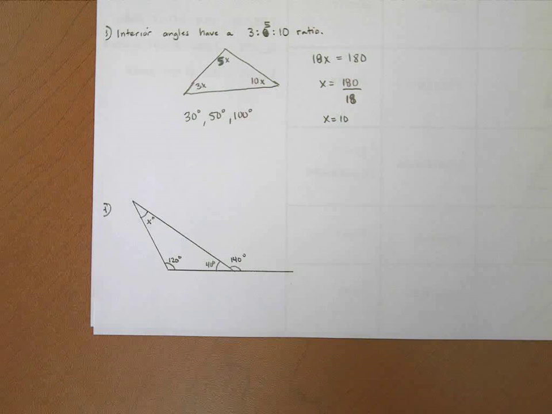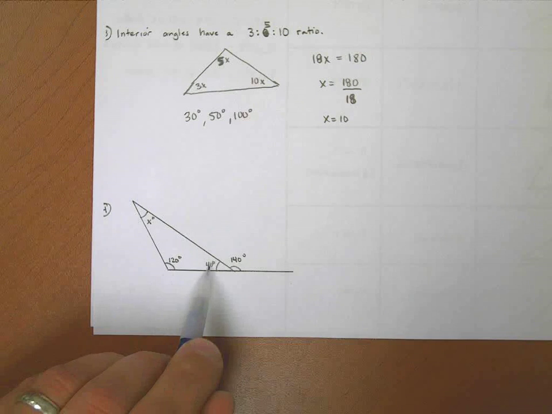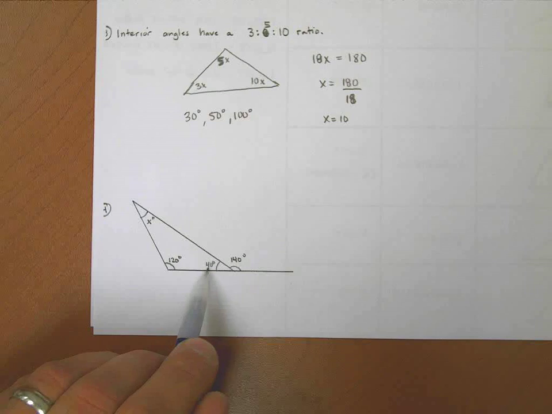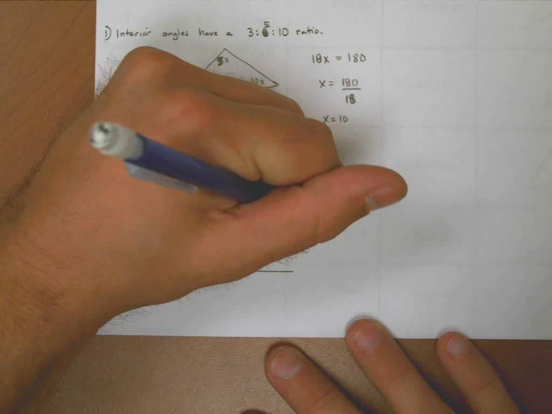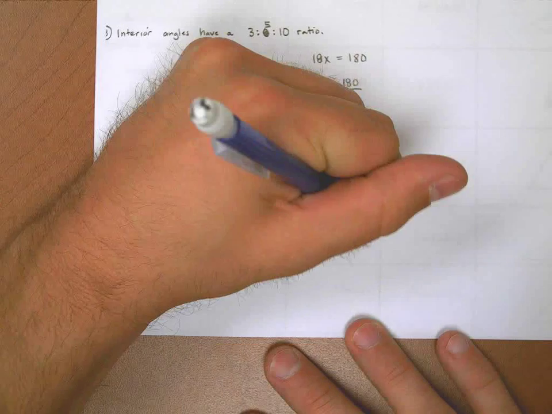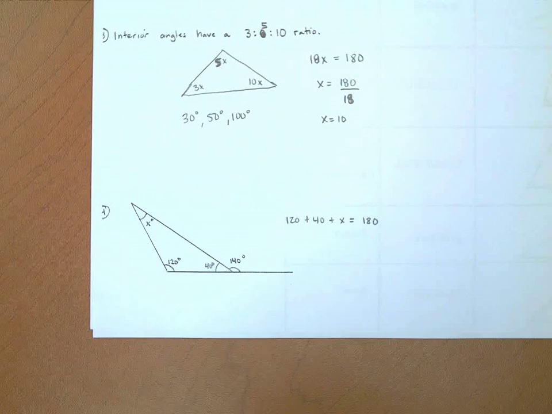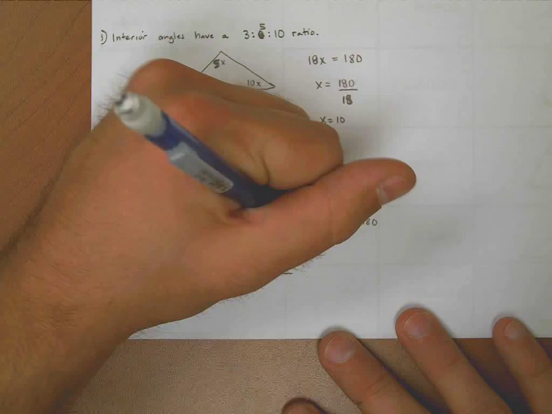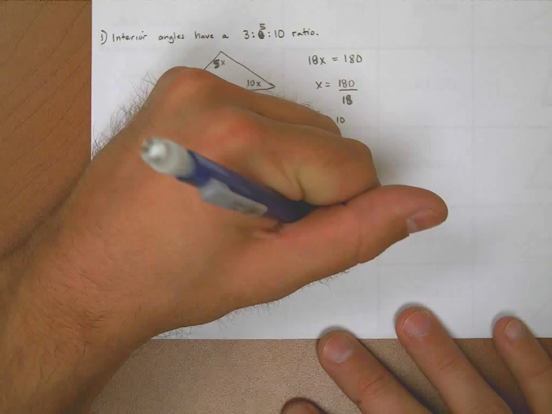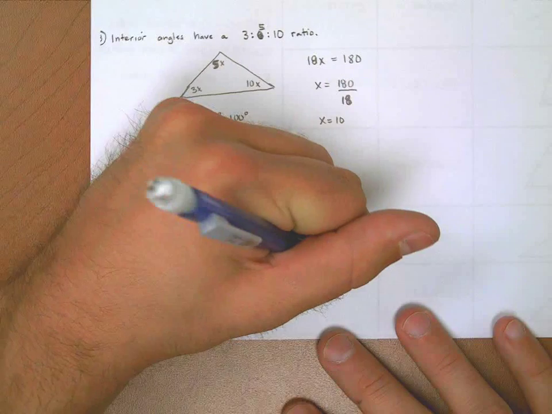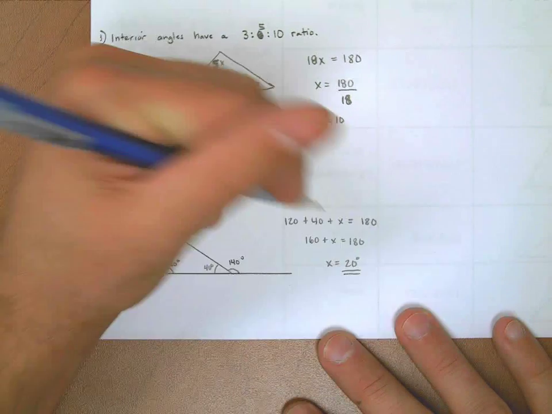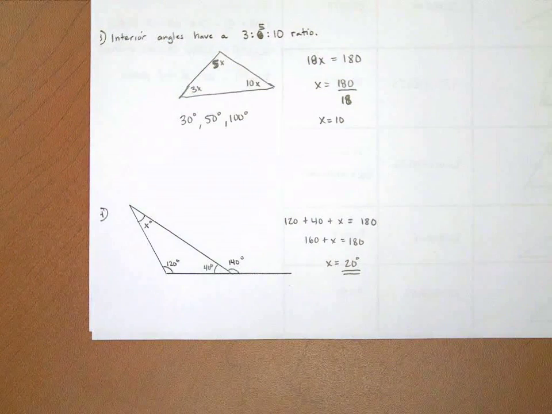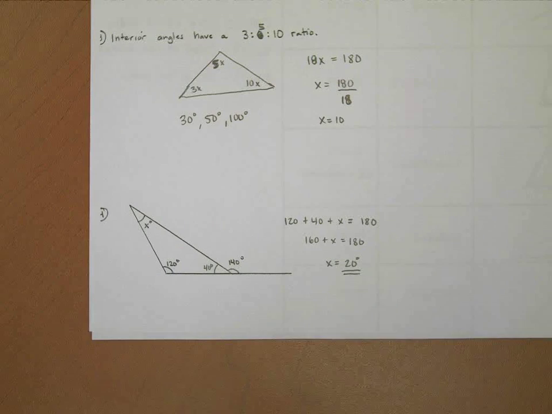Now, the three angles add up to 180, right? So if I have 120 and 40 here, that's 160 that's already spoken for. Or I could write it this way. The 120 degree angle and the 40 degree angle and x add up to 180. Well, that's pretty simple then, right? It's 160 plus x is equal to 180. You know what? I'm going to subtract 160 from both sides. X must be 20 degrees, right?